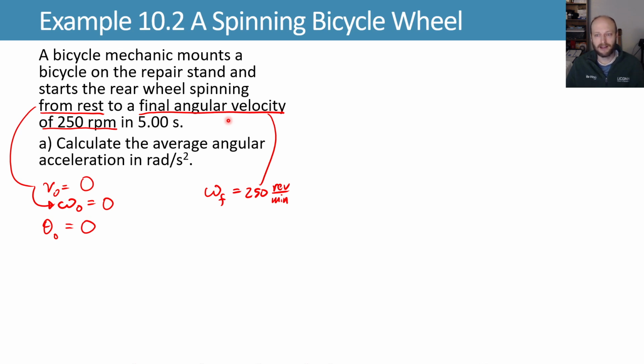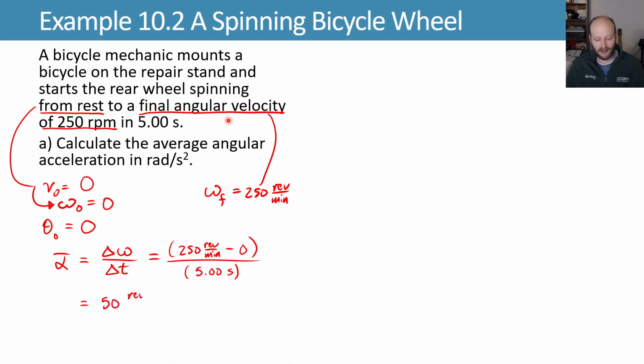We have an equation for that. It's going to be the change in angular velocity over time. So we'll write down our equation and see if we can plug things in. We have all this information. It's going to be final angular velocity minus initial over time, which gives us an answer of 50 revolutions per minute per second. That might not be what we want, though.